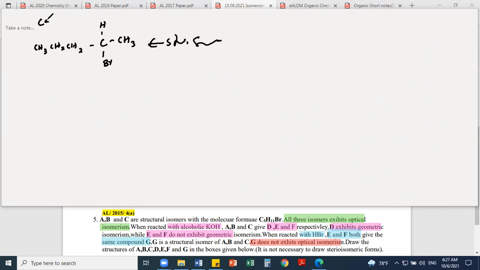C5H11Br. I'll take this one as structure A.